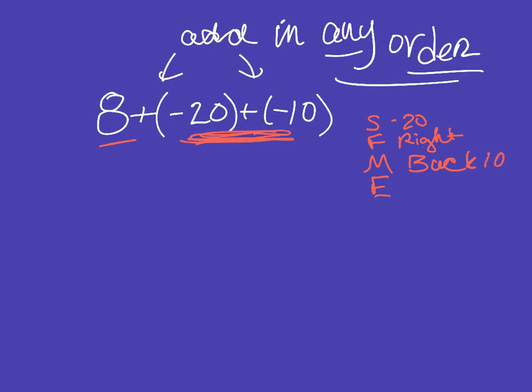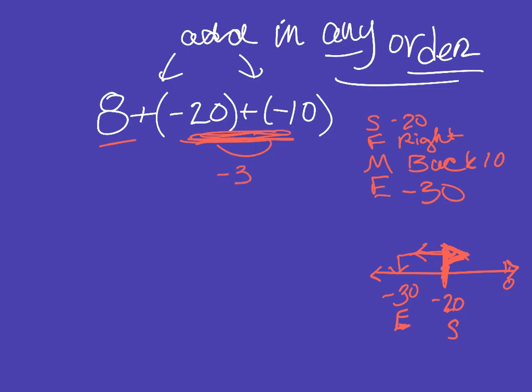So here I am on my number line. I'm starting at negative 20. I'm going to face to the right. I'm moving back 10, so back means away from the place I'm facing. Remember, 0 is way up here somewhere. I'm going away from 0. So if I move in this direction 10 places, I'm going to end up at negative 30. That's my end place. So that means the answer to this right here would be negative 30.